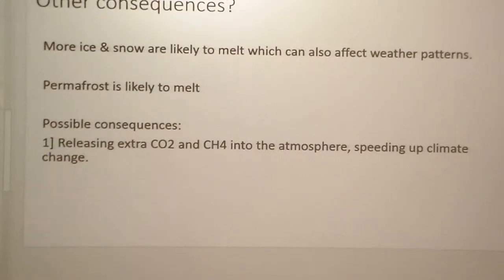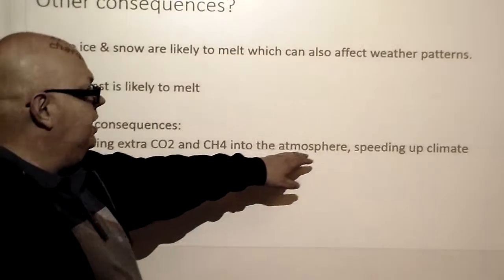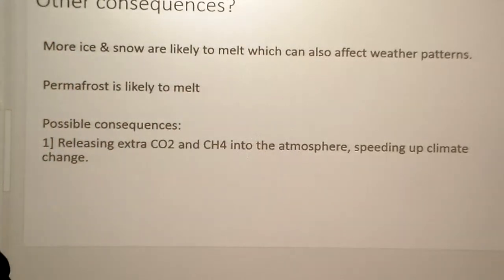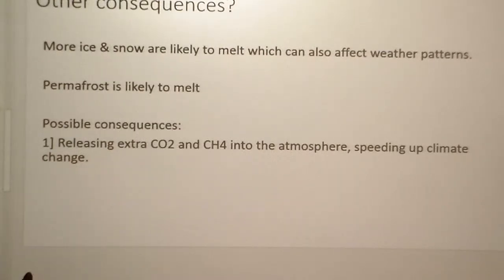Permafrost is likely to melt, for example. Possible consequences of the permafrost likely to be melting is releasing extra CO2 and CH4 into the atmosphere and thus speeding up the climate change as a result. This is a pretty major issue there as well. Okay?